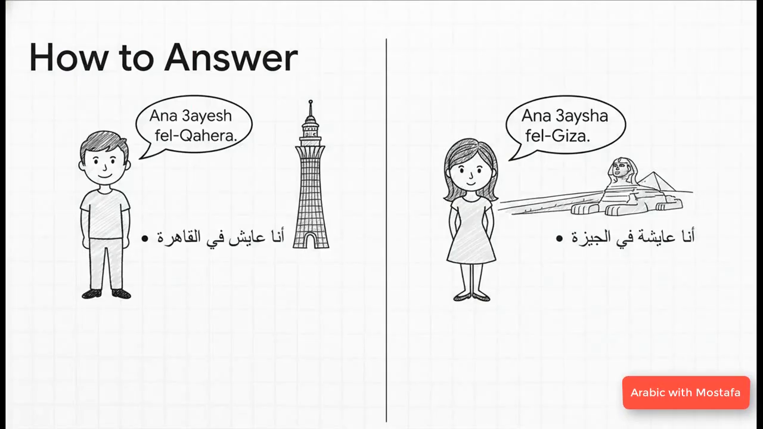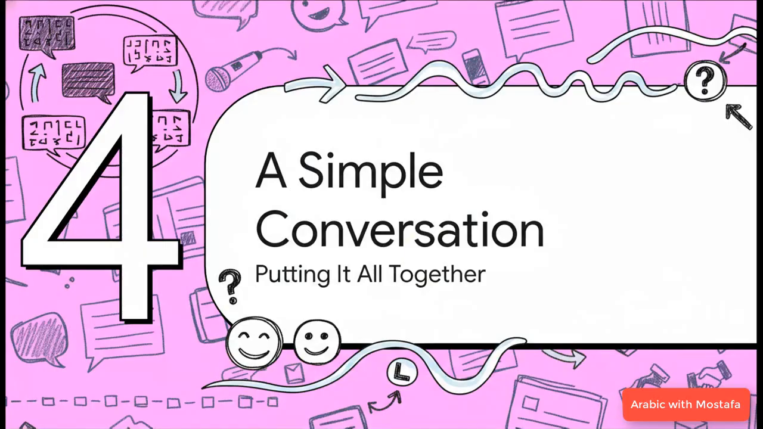When you answer, you just apply that exact same gender rule to yourself. So a man would say, ana ayish fil Qahira. I live in Cairo. But a woman would say, ana aisha fil Giza. I live in Giza. So you just pick ayish or aisha, depending on who you are, and then say the place.